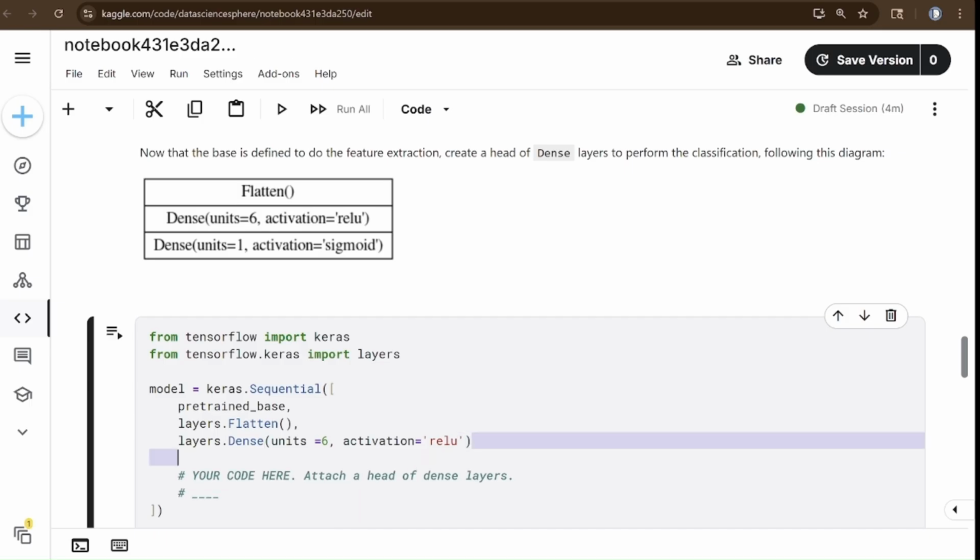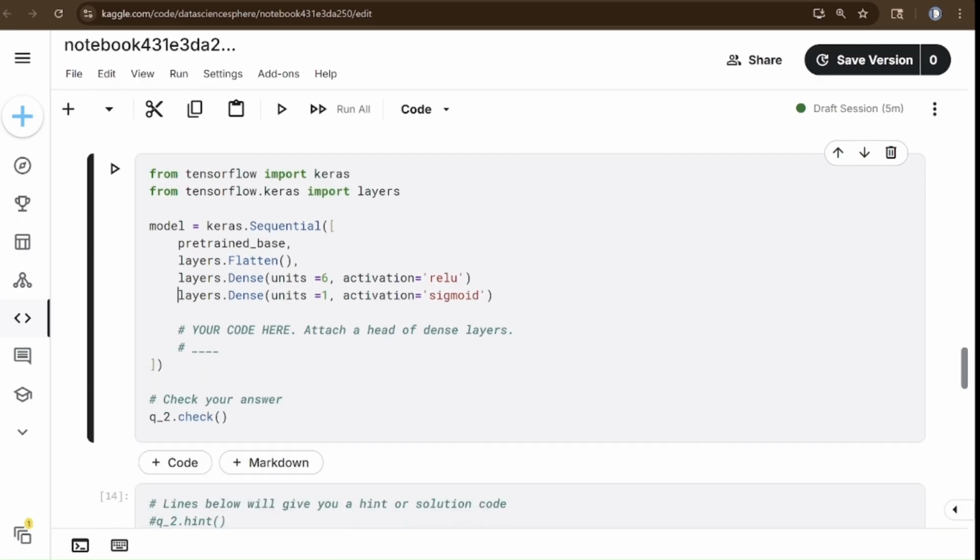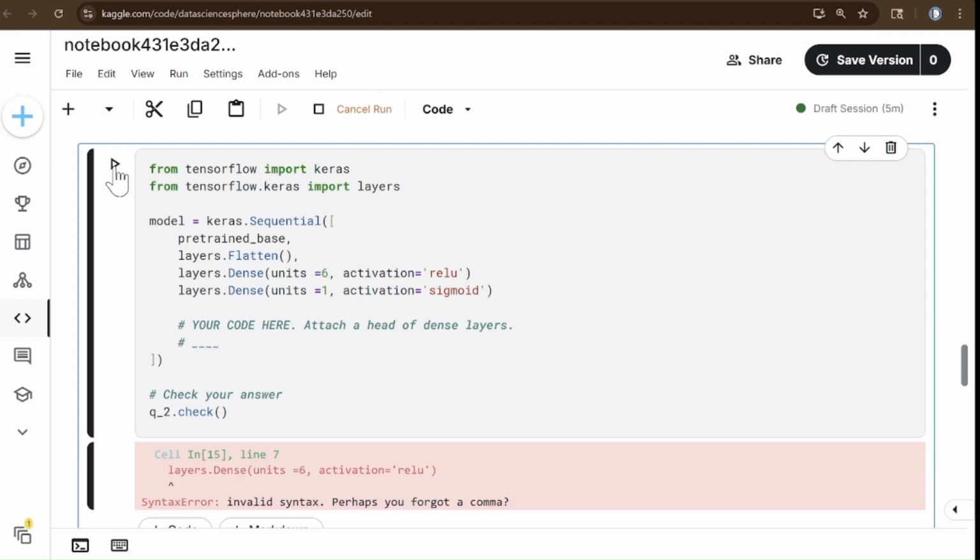Second one, let me copy this, paste. Here units is 1, activation is sigmoid. Okay, now let's check it.